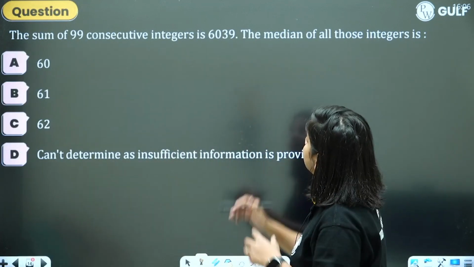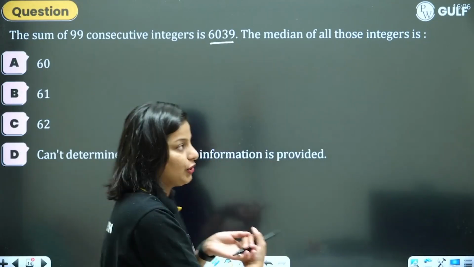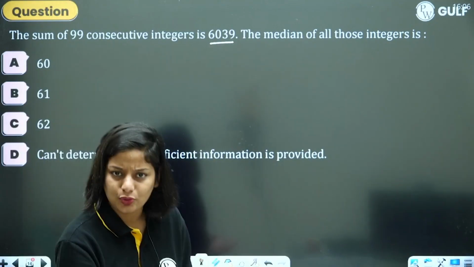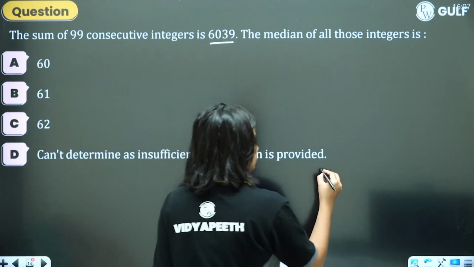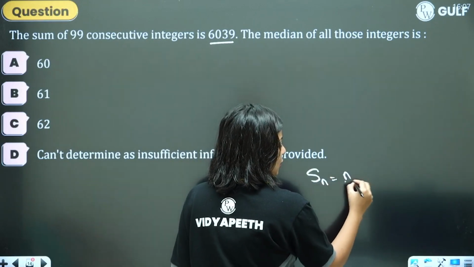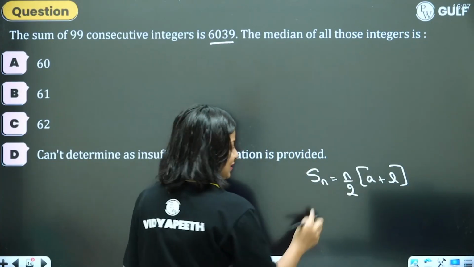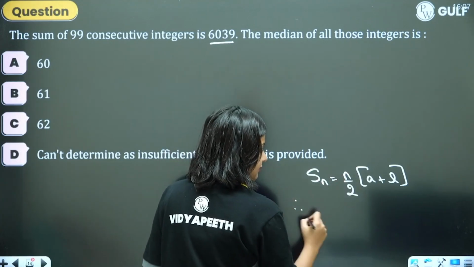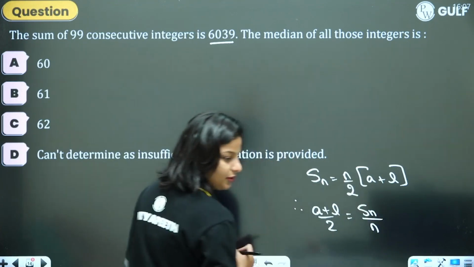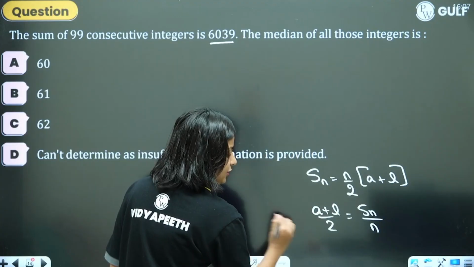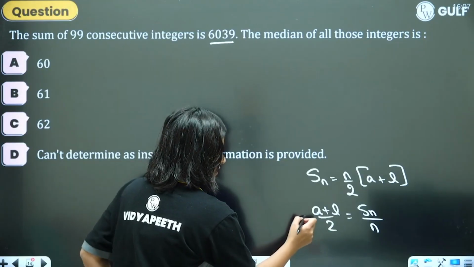The sum of 99 consecutive integers is 6039. The median of all these integers is what? Okay, so what is median? Median is like the middlemost value. If you have studied AP in 10th standard, sum of consecutive integers, what is the sum of all numbers formula? One of the formula is n by 2, first term plus last, right? If I bring the n on this side, first term plus last term divided by 2 is equal to sum of terms upon number of terms. Well, this a plus l by 2, which means first term plus last term divided by 2, is called the median. That is your median.